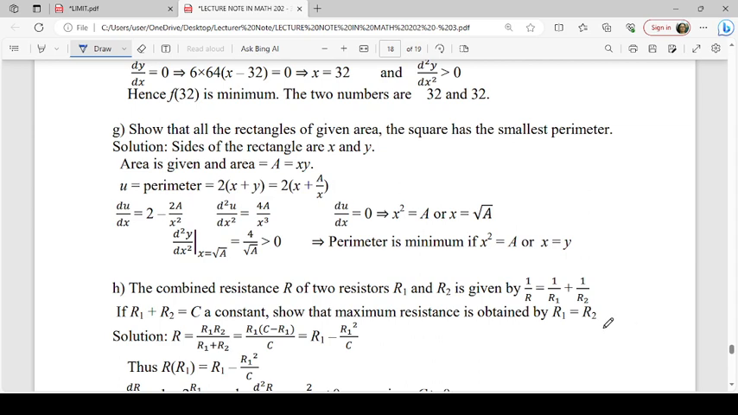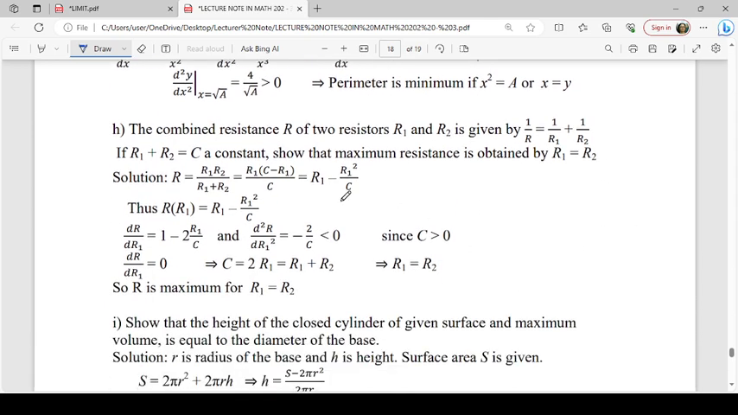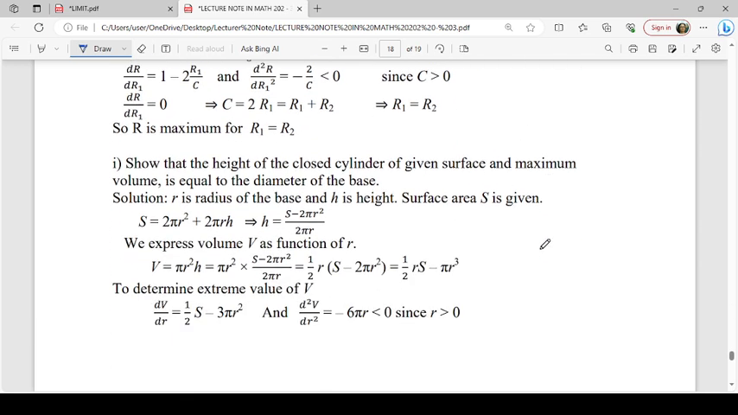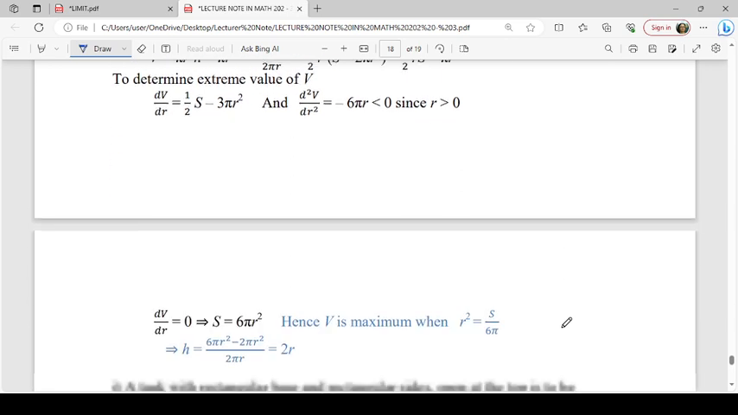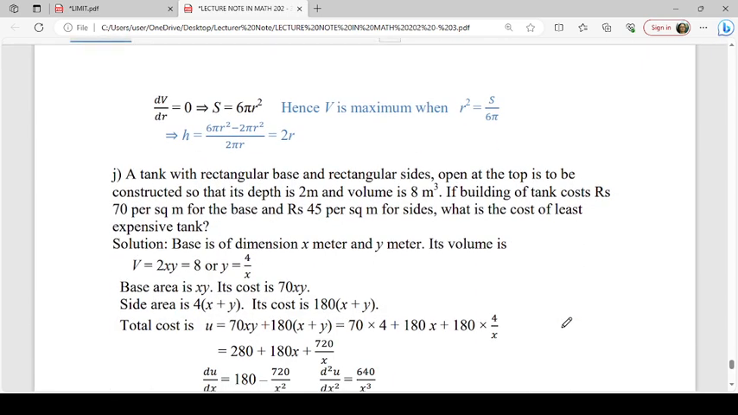So these are all examples of this: the combined resistance R of two resistors. So R1 plus R2 is constant, so we are testing it for this extreme value. Maximum is when the two resistors are equal in value. So these are all examples here. So this is one example.